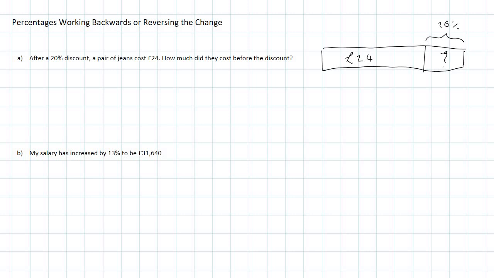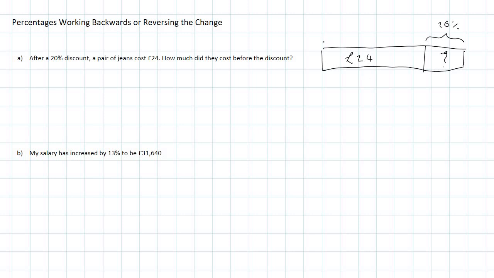Now, what a lot of people will do is try and work out 20% of this £24. Now, that doesn't work because look, 20% of the big bar is not the same as 20% of the little bit, 24. Okay, 20% of 24 is not the same. Okay, so we need to think of a different way to do this.